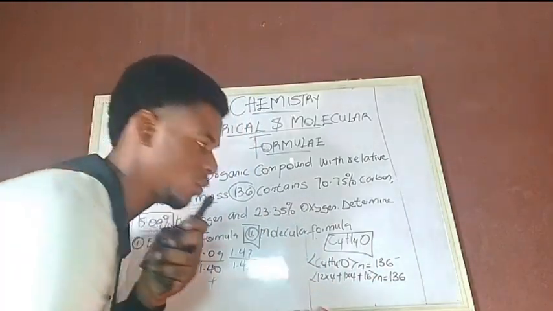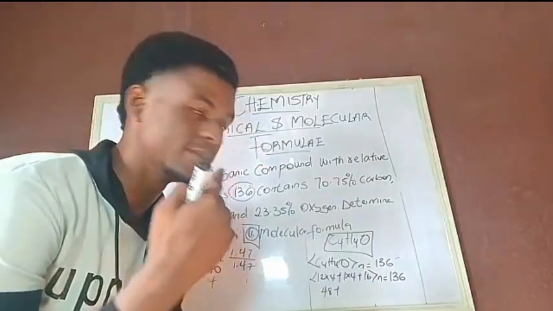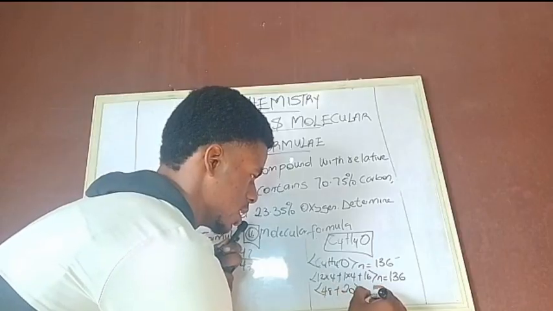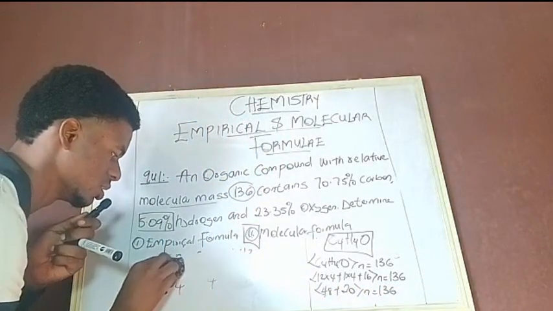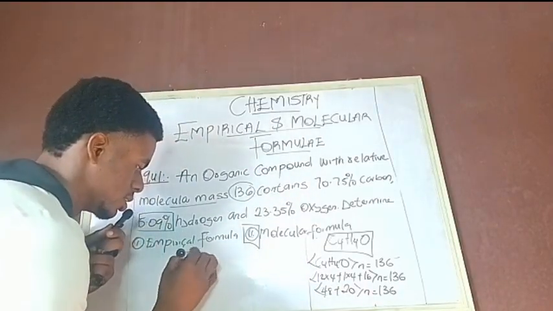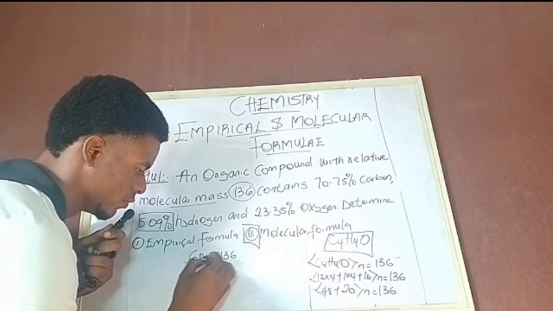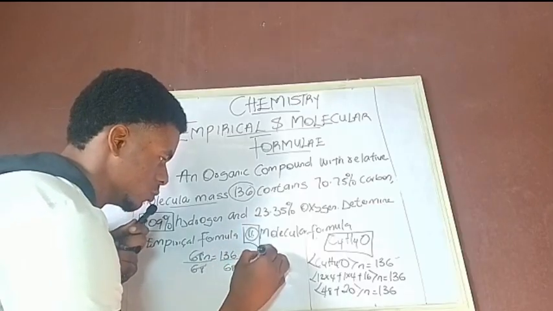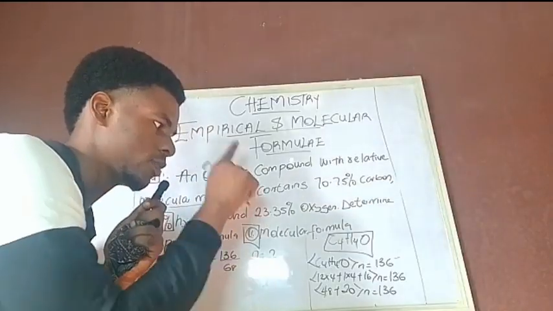So 12 times 4 give you what? 48. Plus 1 times 4 is what? 4. Then plus 16 will give you what? 20. Close and open bracket, N equals to 136. Okay, let me erase this part. So now 48 plus 20 is what? 68n equals to 136. So I'll divide both sides by 68. So my n will be equals to what? 2. But this is not the final answer.